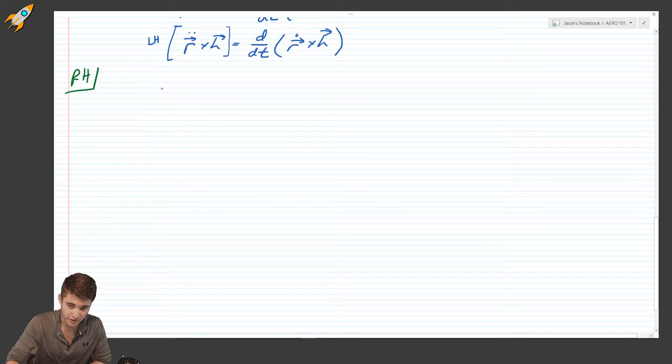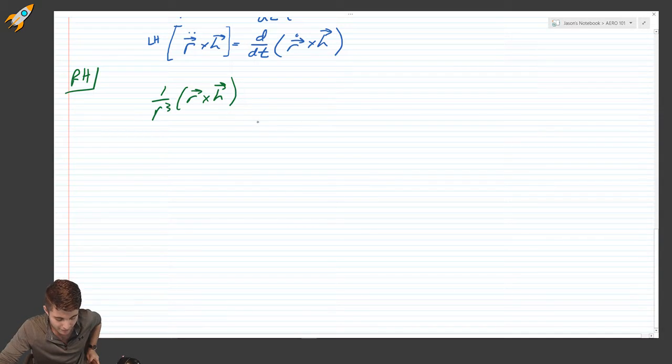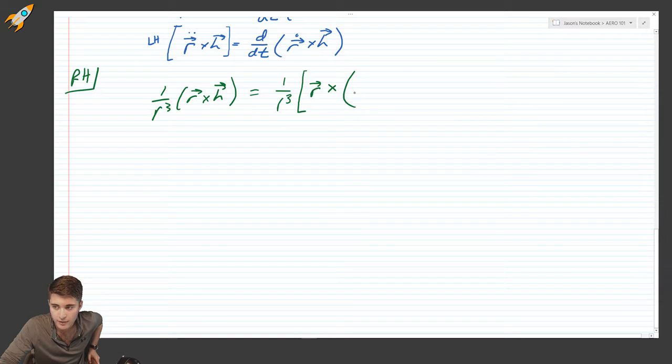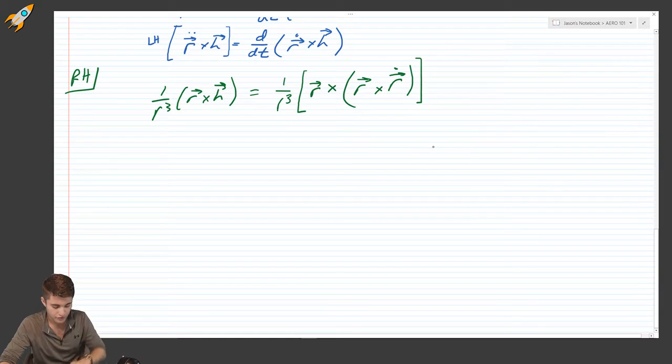So anyway, we're going to look at just that component, which is this. 1 over the magnitude of your position vector cubed multiplied by the cross product of your position vector and your angular momentum vector. But we know angular momentum is equal to 1 over r cubed multiplied by the quantity of your position vector crossed with, what is angular momentum? It's just your position crossed with your velocity. That's all angular momentum is, okay? That's all it is. And we're going to use a nice little vector theorem.